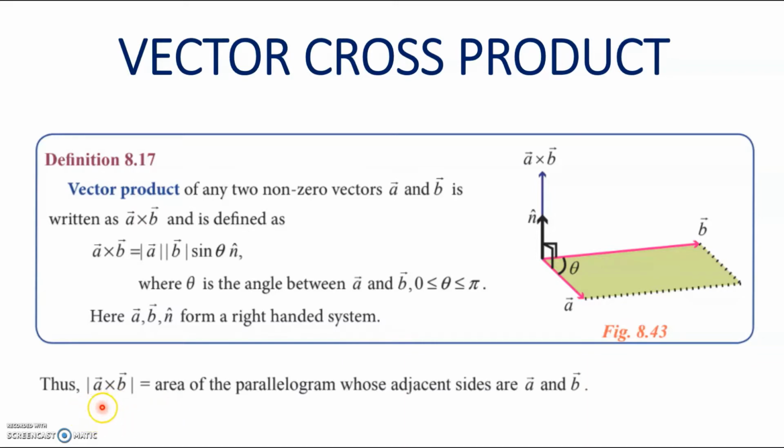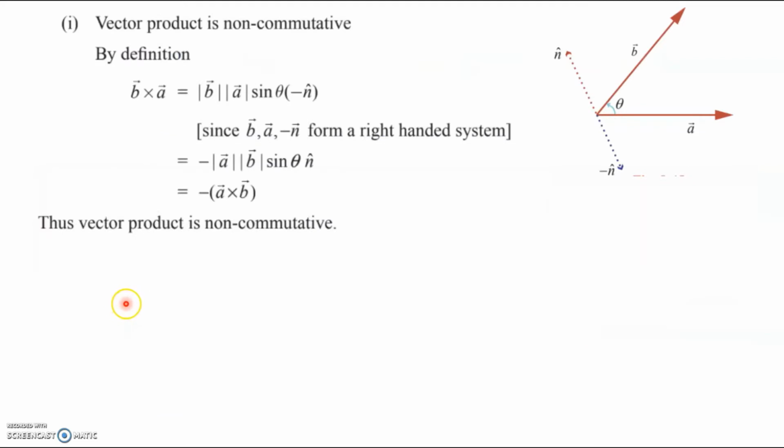Further, the magnitude of vector A cross product with B is defined as the area of the parallelogram whose adjacent sides are A and B. So that's the parallelogram whose adjacent sides are A and B. So the area of the parallelogram is the magnitude of the cross product of vector A and B. Let's move on to the properties of vector cross product.